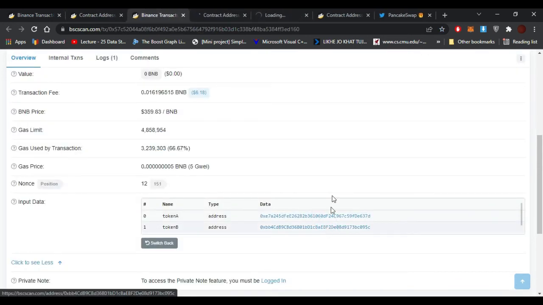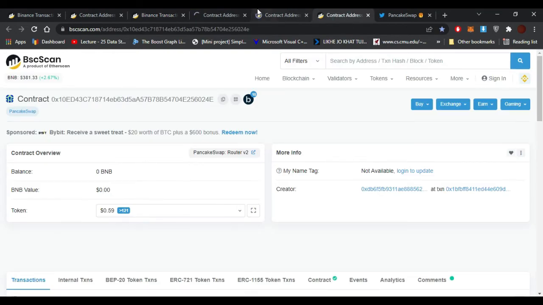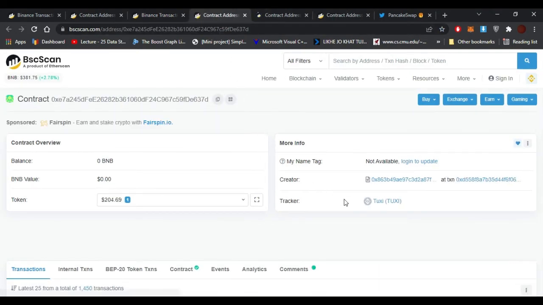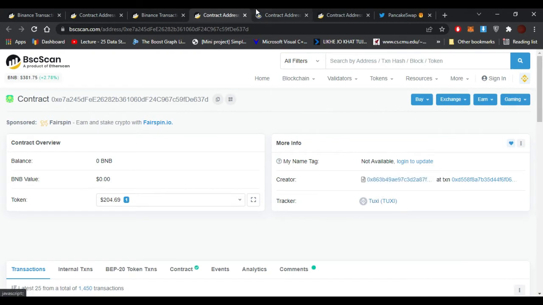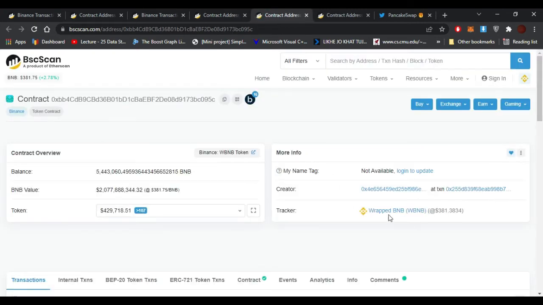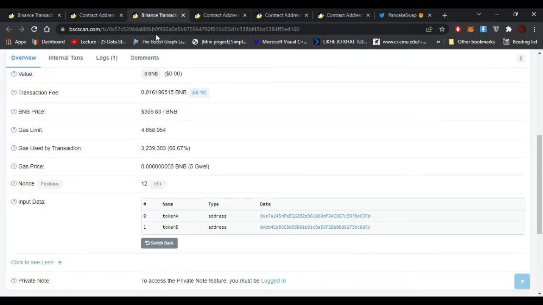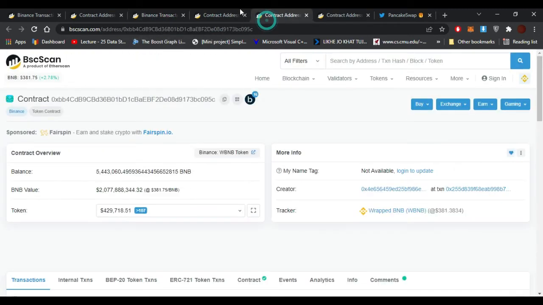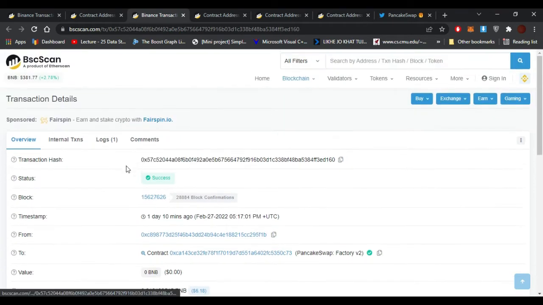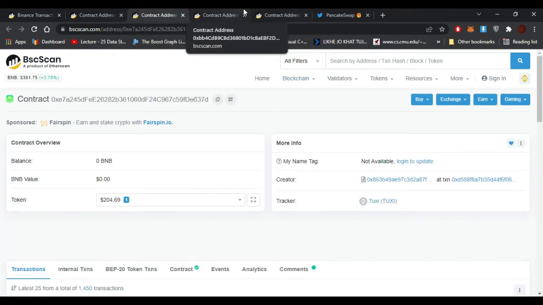And just leave the router as it is. Okay, so this is Tuxi token, and the other one is BNB, right? Now what you need to do is look for the pool of these two tokens. So you can just remove this transaction here. You don't need the transaction anymore. You have the token contracts, right?